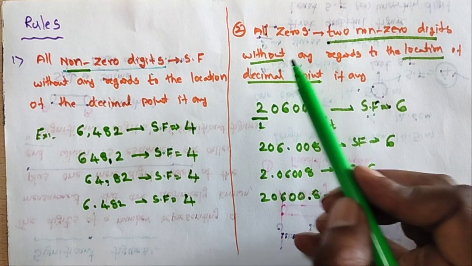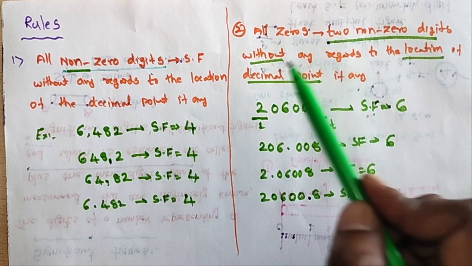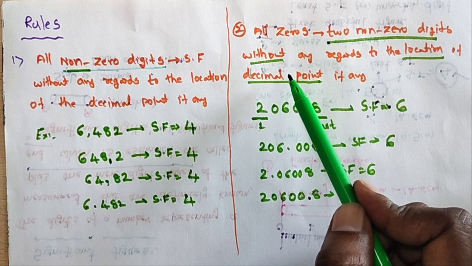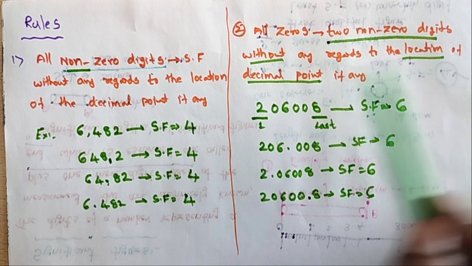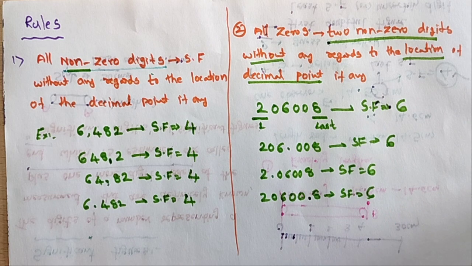What is the second rule? All zeros occurring between two non-zero digits are significant without any regard to the location of the decimal point, if any. This is the second rule.